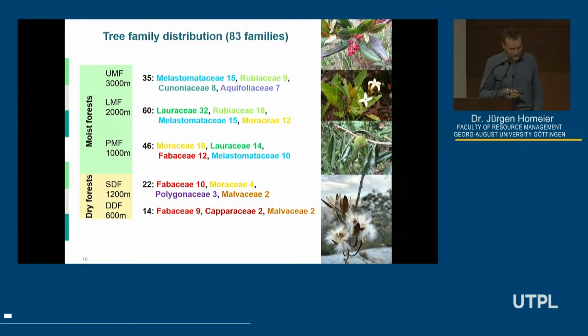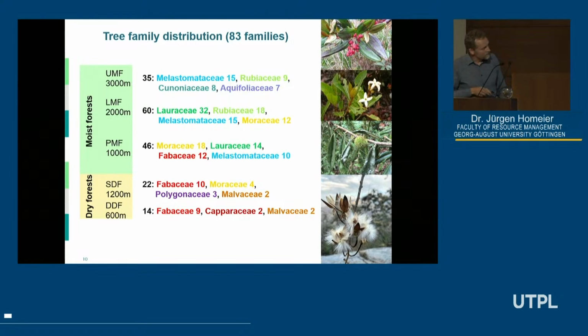I will show you some of the very common or typical families for each site. So again, the total number of families per site, and then the most common families. For example, at 3,000 meters, we have the Melastomataceae, with 15 species, the same number of species in the Melastomataceae at 2,000 meters, and they are also quite common at 1,000 meters. Other typical families are the Rubiaceae at the uppermost elevations, Lauraceae at 2,000 and 1,000 meters. That's a very common pattern for montane forests at these elevations.